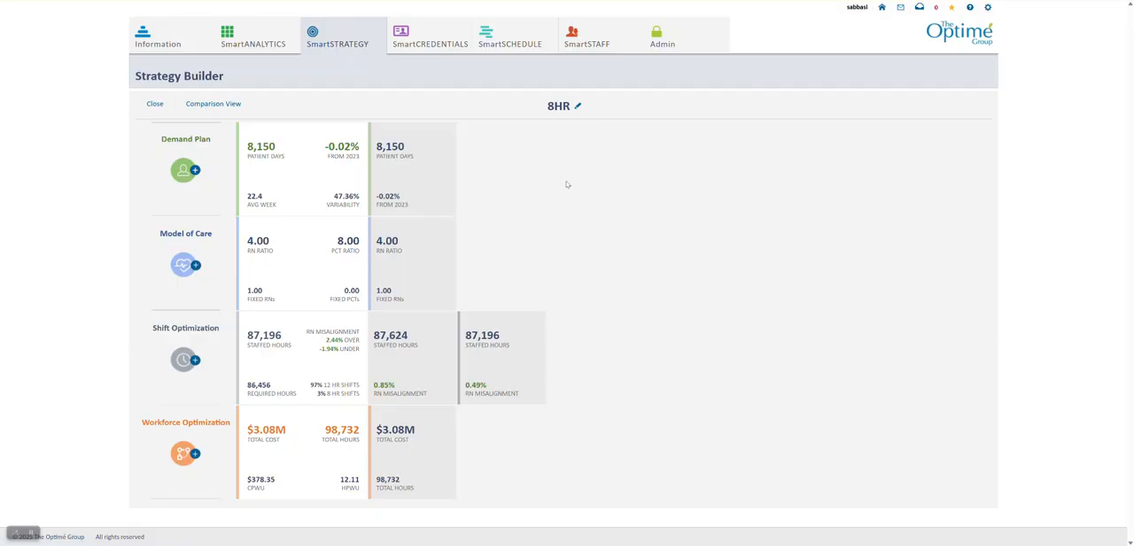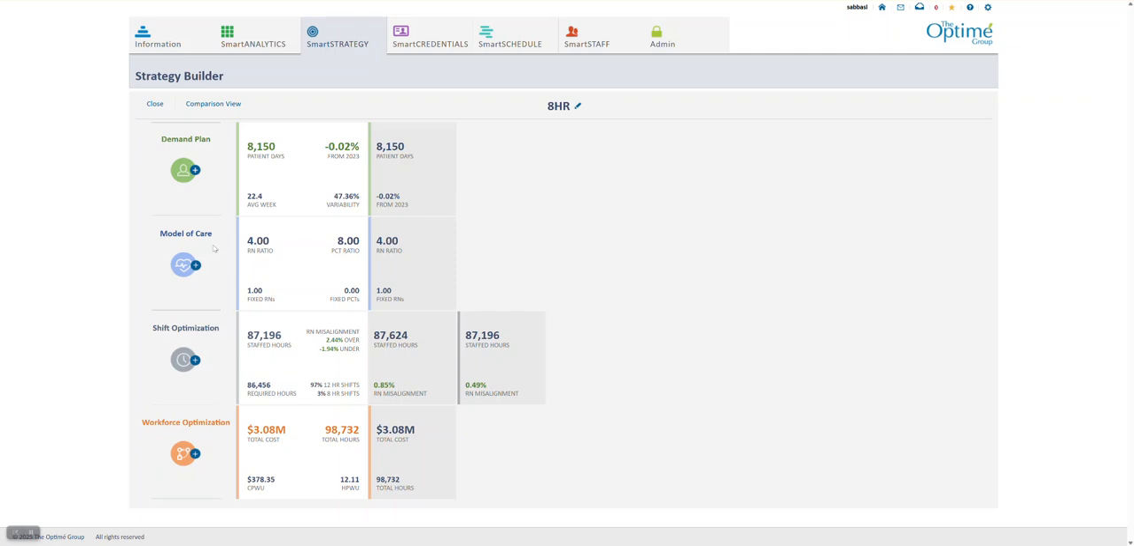I'm going to open up the 8-hour stream, and here the way this works is it always goes top to bottom, and so I have to do the demand before I do the next steps. But after the demand, I put the model of care into the equation, and the model of care, as I said before, is, let's say you have 4 or 5 different job types in a unit or a series of units that you're making a strategy for, or multiple facilities.